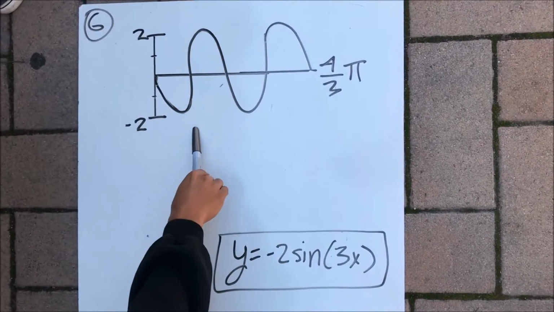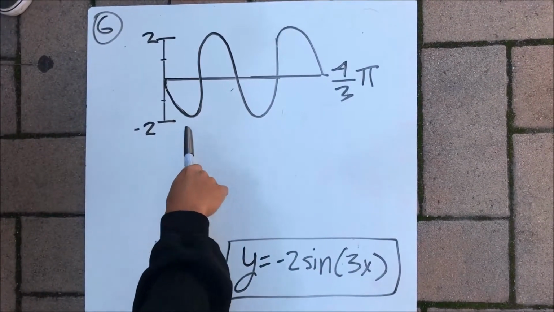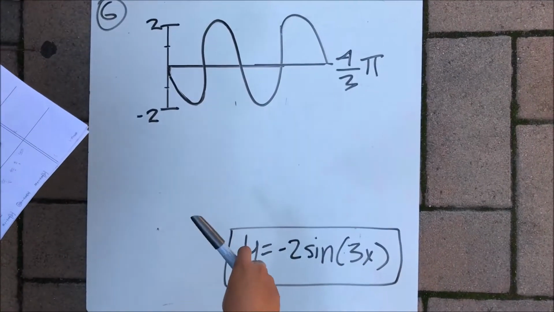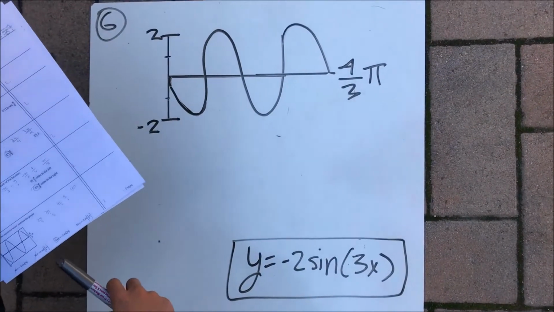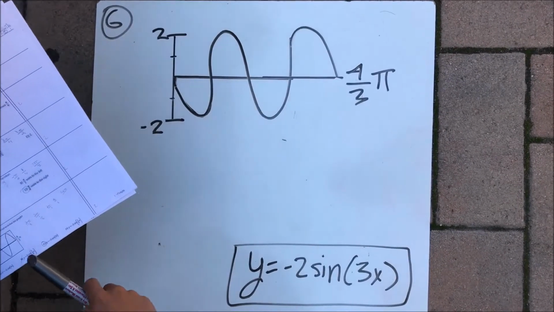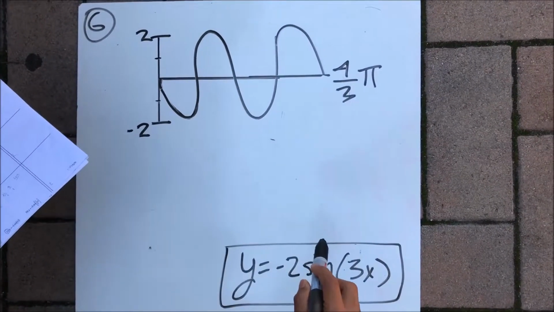Alright, so it looks like the first point is at negative 2. That means the a value has to be negative 2. So by looking at all the answers, the only ones that have negative 2 are A, C, and D. That means B is crossed out.